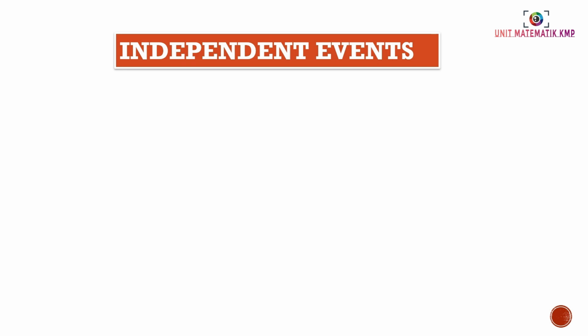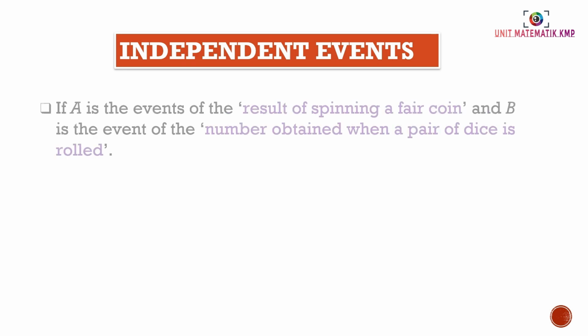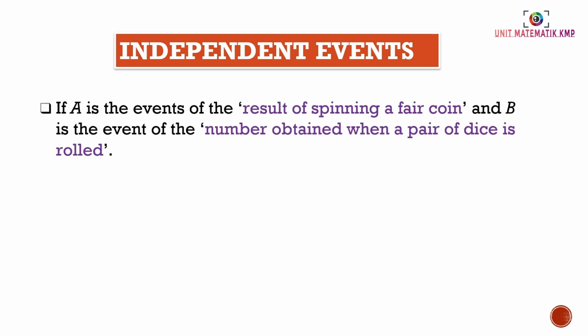Okay, for independent events. If A is the event of the result of spinning a fair coin and B is the event of the number obtained when a pair of dice is rolled. So these events are unrelated. Okay, unrelated maksudnya dia punya outcome. Okay, dia tak ada kaitan.